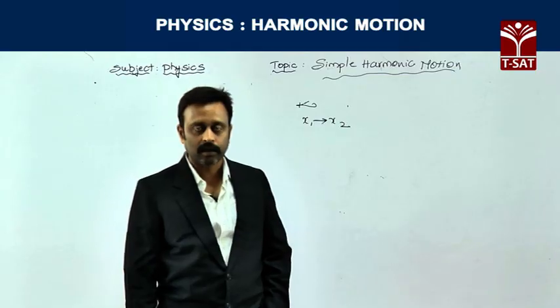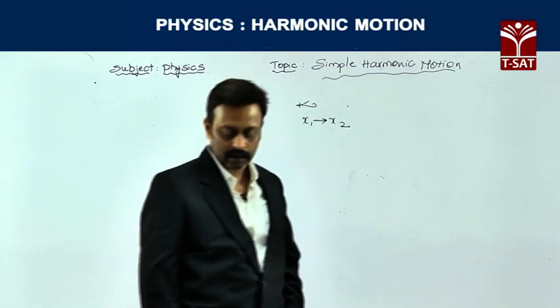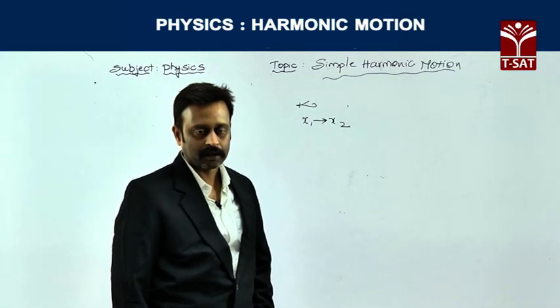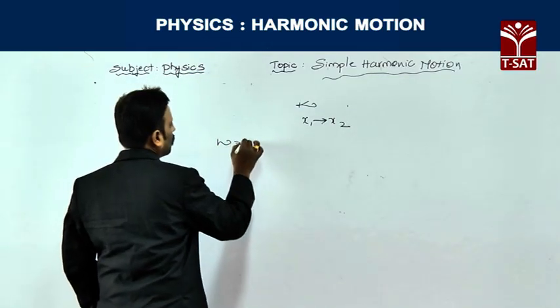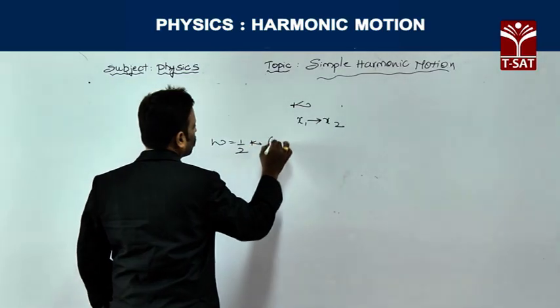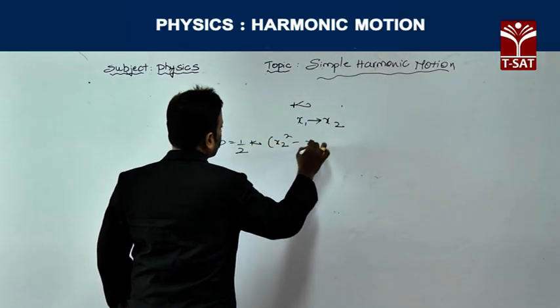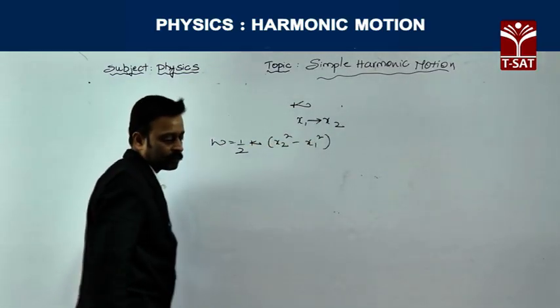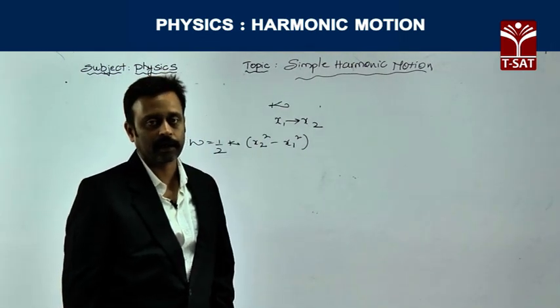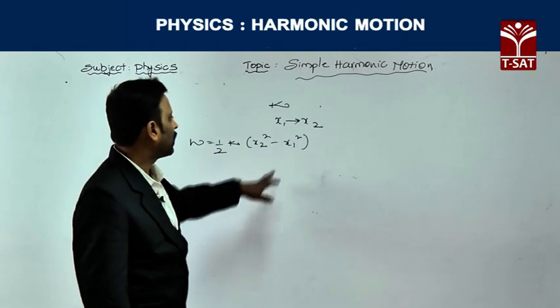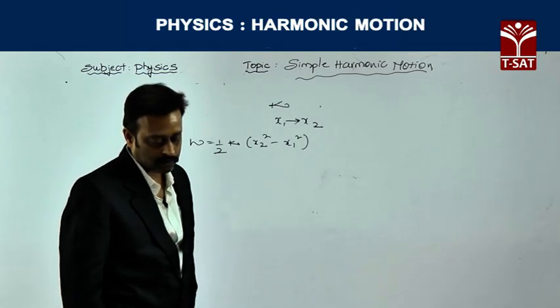That amount of work done in elongating a spring is given by W equals half k into x2 square minus x1 square. This is the formula to calculate work done in elongating a spring from x1 to x2.